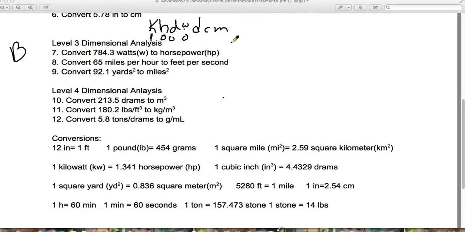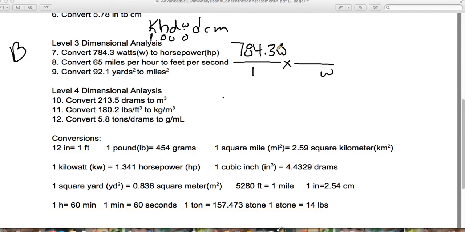So rule number 1, you're going to start with what you know. So you're going to take 784.3 watts and place it over 1. Now the video is going to stop and ask you to fill in what the correct labels would be. So you will do that. Now, hopefully you got that right.